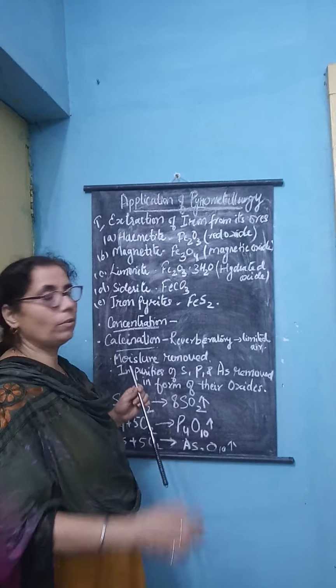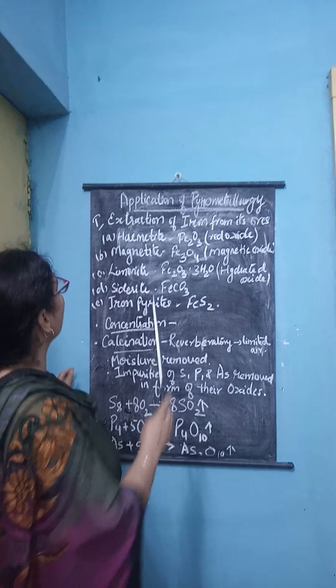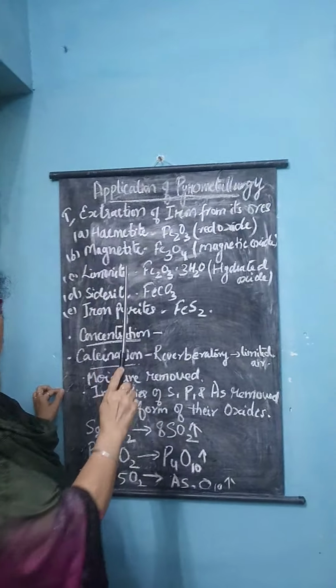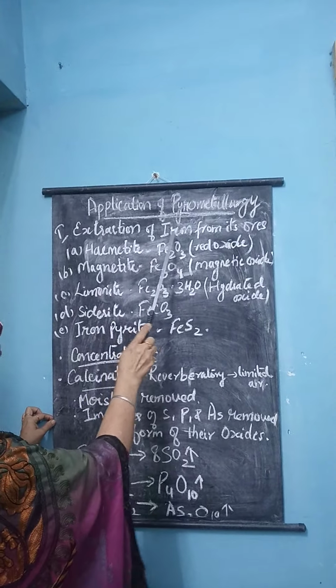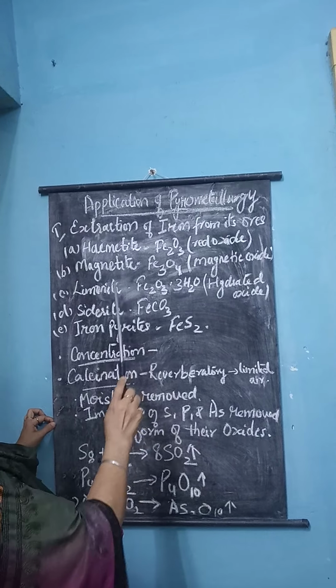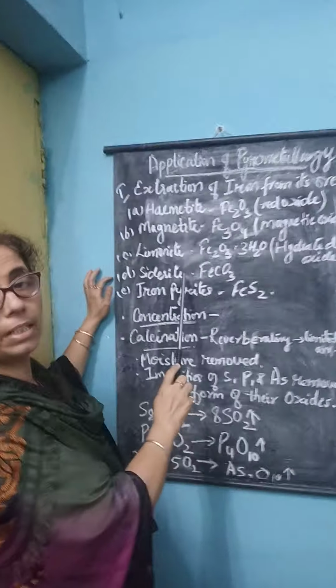Yes, children, now we are going to study applications of pyrometallurgy. The first example that we will see is extraction of iron from its ore. Now what are the ores from which the iron can be extracted?